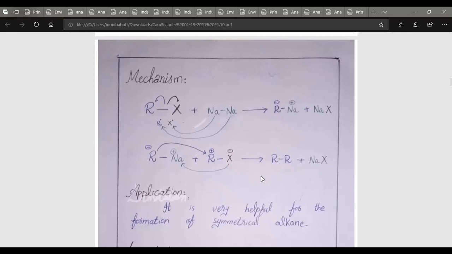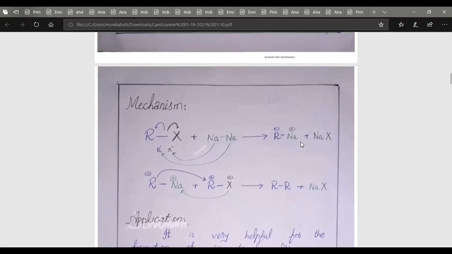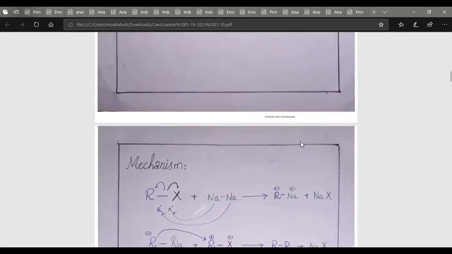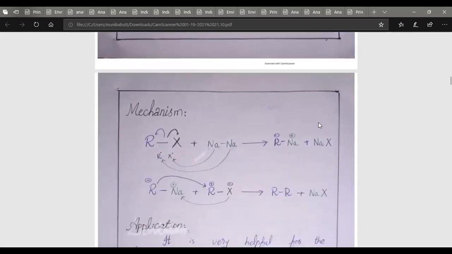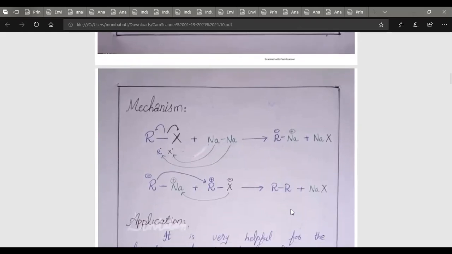In this way, we can form a higher alkane and two sodium halides. In the example, we studied that we produce two NaCl, that is, two sodium halides. So in the mechanism, we also produce two sodium halides. In this way, this reaction takes place.